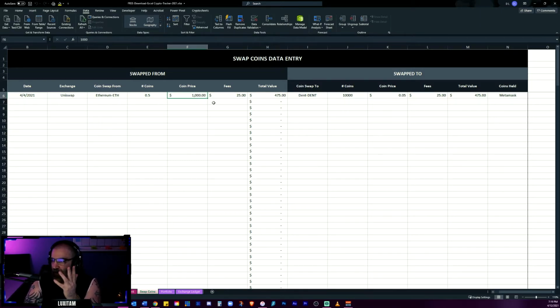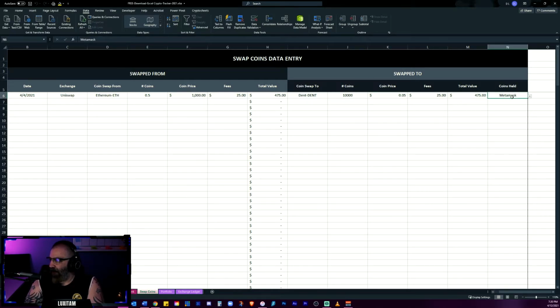So you get a valuation of what it is, and then you have a little fee, and then you have $475 because half of this is $500 minus your fee. Boom, you have $475. I'm going to swap that for some Dent because I can't get Dent anywhere else, let's say. And so I need to get some Dent. I need $475 of value worth of Dent. And I'm going to give up my Ethereum and get my Dent. Boom. You get 10,000 of them because that valuation is that right there minus this is that.